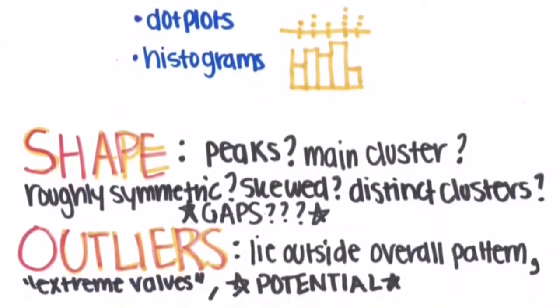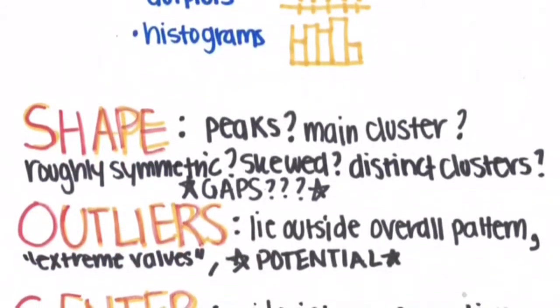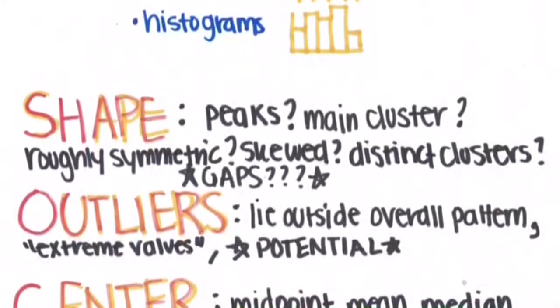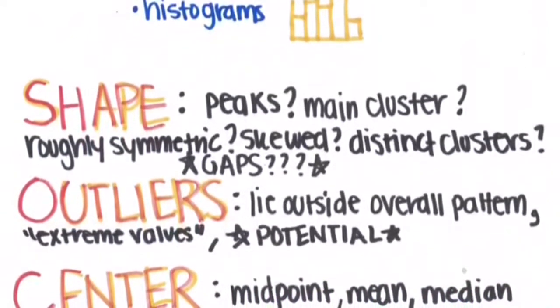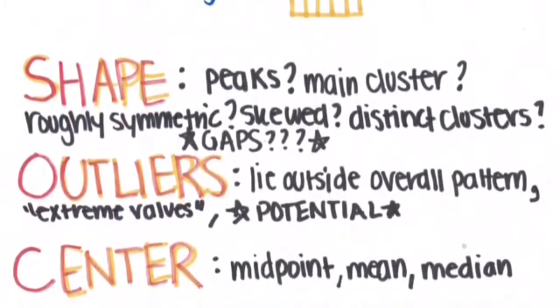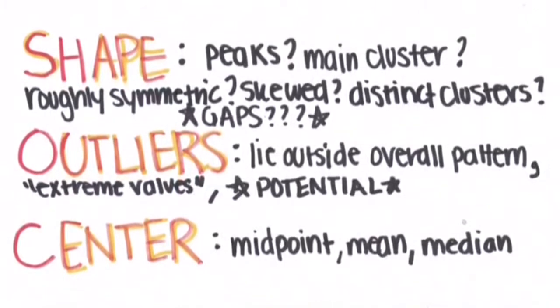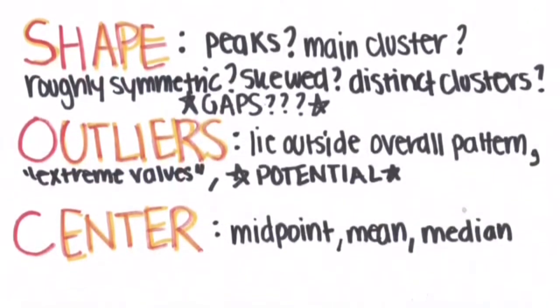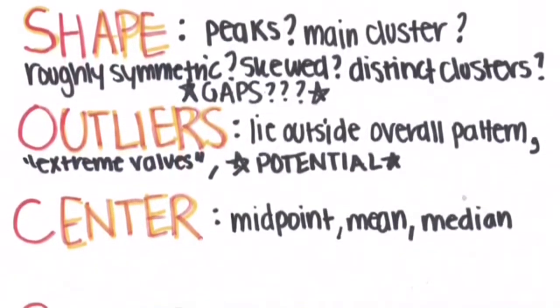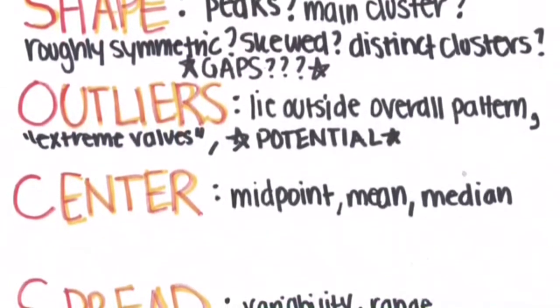Are there distinct clusters or are there gaps? And gaps is really important. We did a recent FRQ in class where identifying that there was a gap between the two distributions gave you a point, so don't forget about all this stuff. For outliers, you're looking at data that lies outside the overall pattern of the distribution, extreme values. And you want to make sure you use the word potential if you don't have the numerical evidence to back up that it is an actual outlier.